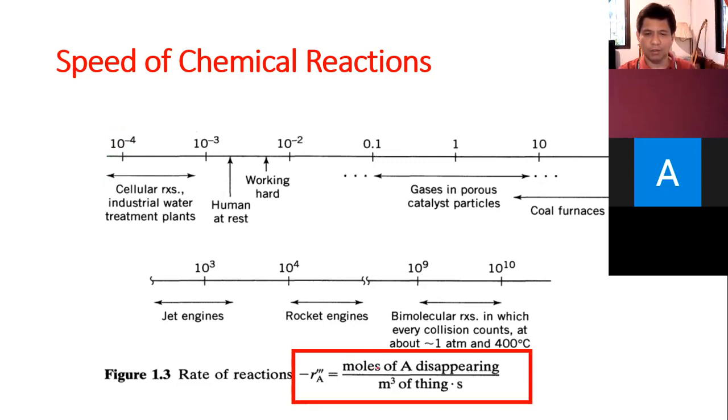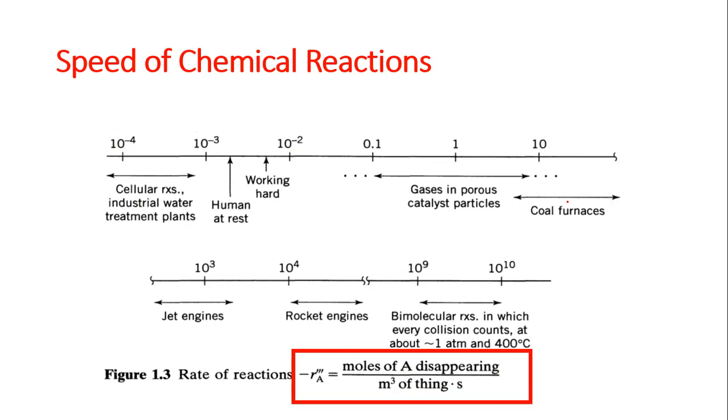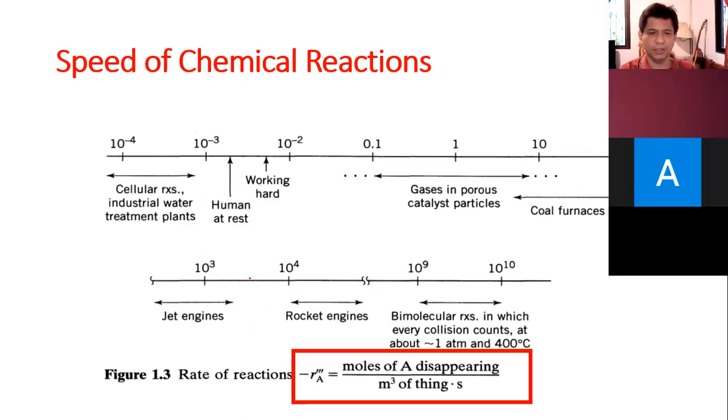Ito yung unit na gagamitin natin, ano? Moles of A disappearing per cubic meter per second. Ito lang lahat, ano? So yung cellular reaction, yung order niya is 10 to the minus 4. Yan, pag working hard daw, busy ka o kaya tumatakbo, medyo tumataas siya, malapit na sa 10 to the negative 2. Yung coal, pag nagsusunog kayo ng coal, nasa 10 hanggang 100. Sa jet engines, umaabot ng 1,000 yung reaction, medyo mabilis, ano?